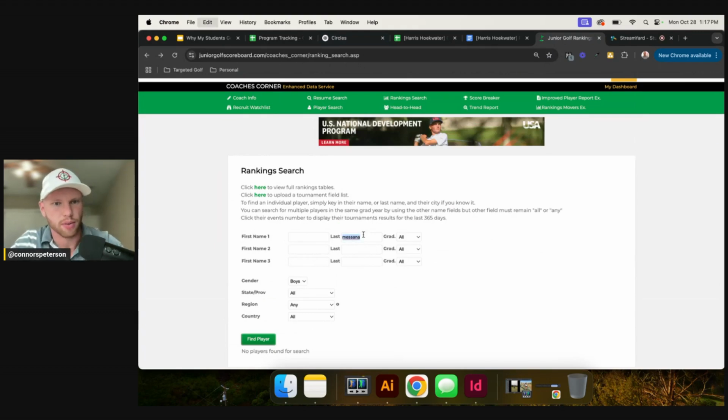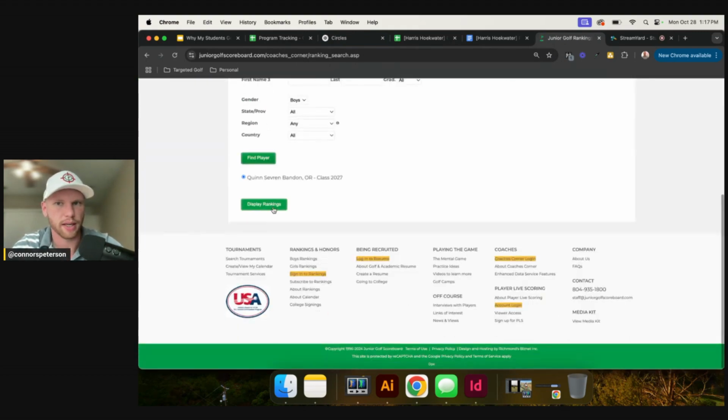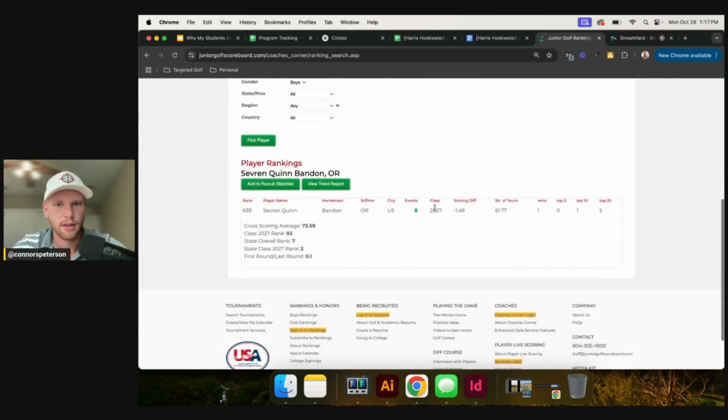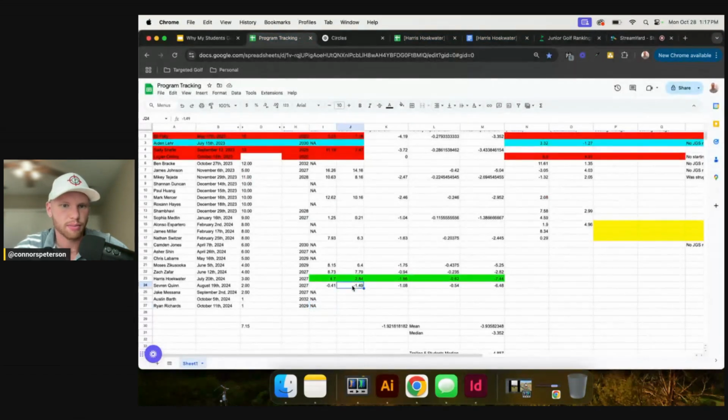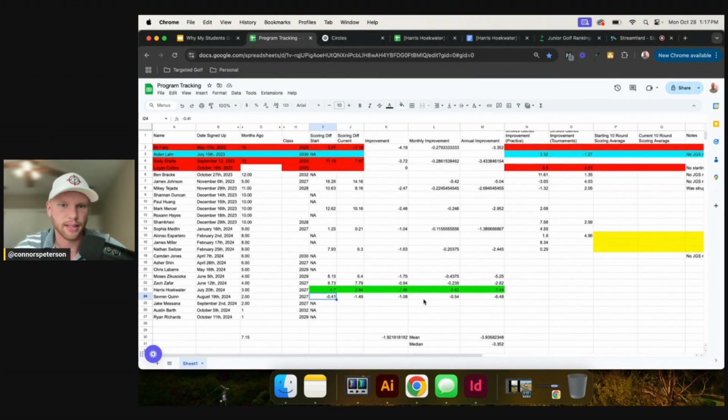So I'll give you an example. One of my students, Severin here, just so you guys can see my actual process in this. He's got a scoring differential of negative 1.49, and you can see right here, negative 1.49. We started working together in August where he was negative 0.41. So he has improved by a total of about a shot.